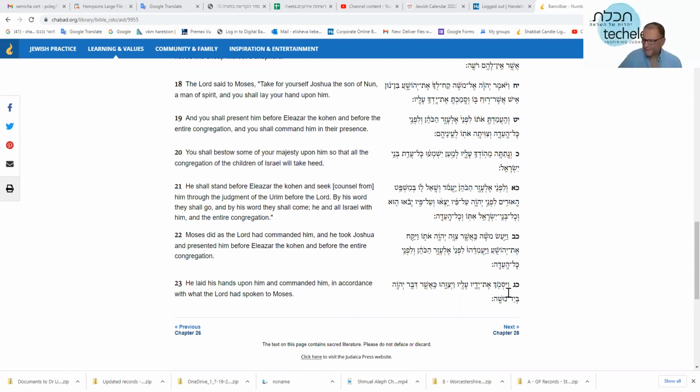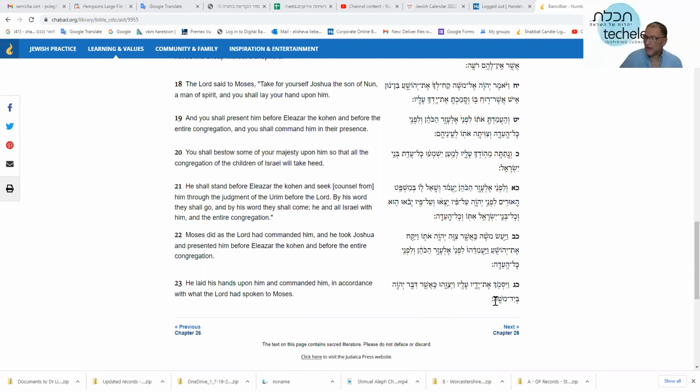Now, what difference do you see between what Hashem told Moshe to do, and what Moshe did? Anyone spot the difference? It's like those pictures where you've got to spot the differences. Isn't it the order of whether you lay the hands on first and present, or do it the other way round? Isn't the first one he laid the hands on and then presented, and here he presents and then lays the hands on? That's true.